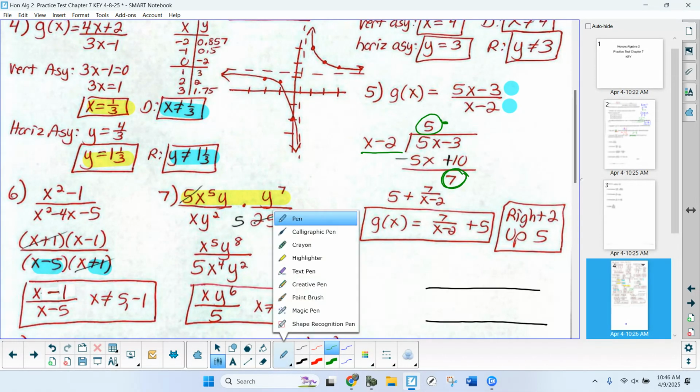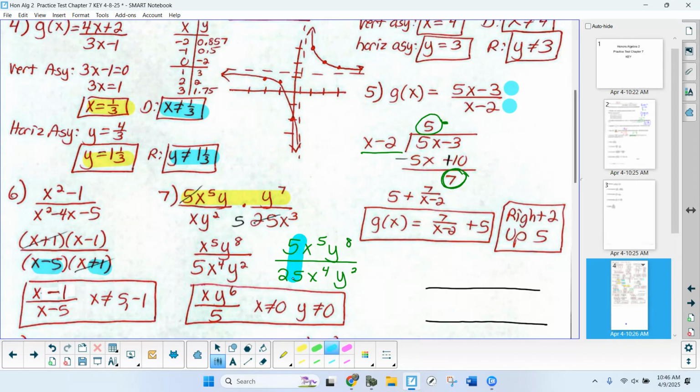Now, what do you get when you divide there? Well, 5 goes into 5 once, 5 goes into 25 5 times. Then those subtract to give you 1. These subtract to give you 6. Make sure the 5's in the denominator. So this is the answer that goes here: x, y to the 6th over 5.